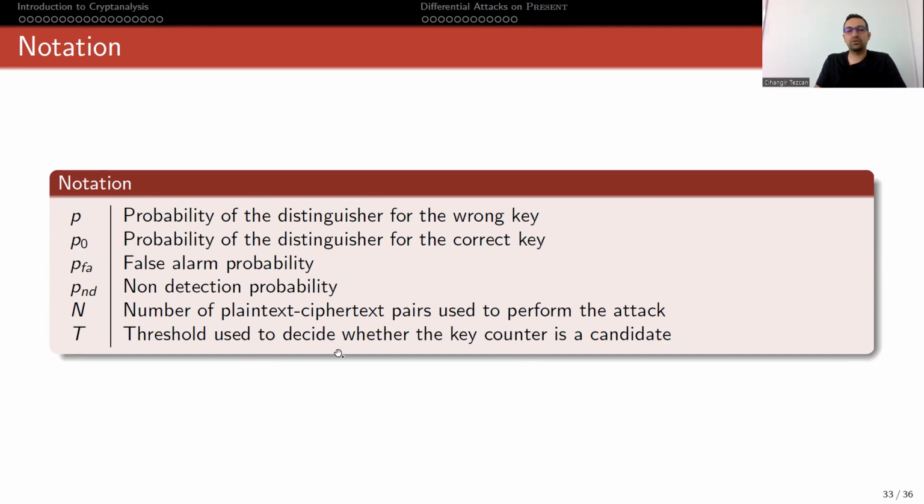T is the threshold used to decide whether the key candidate is the correct one. We said that in the dice example, if it is close to 1/6, it is fair, and if it is close to 1/3, it is biased. So we kind of put a line between these probabilities, saying that on one side I will say it is fair, and on the other side it is biased. That threshold is T.